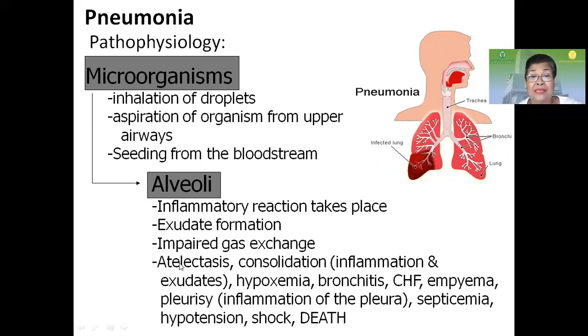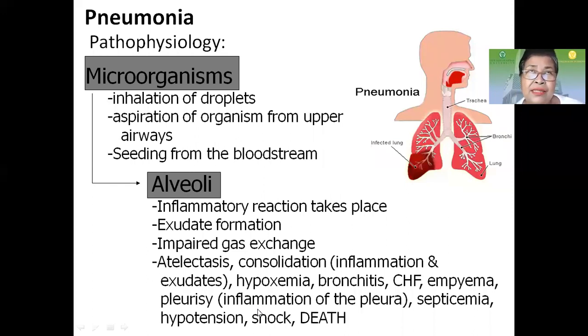Okay? So there could be atelectasis, ayun, consolidation. Pagka nakita niyo yung term consolidation, it involves inflammation and exudate formation. There's also hypoxemia, bronchitis, no, congestive heart failure, empyema. Kailan tayo magkaka-empyema? Pagka bacteria. If the cause is bacteria, then the exudate will be pus, purulent. Okay, malapot. And there will also be inflammation of the pleura or pleurisy.